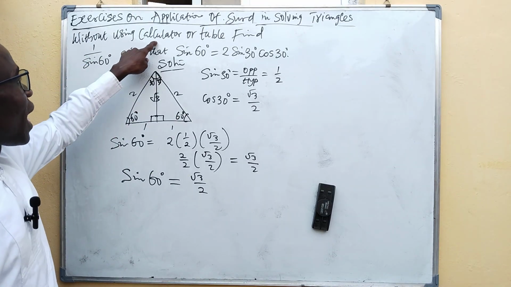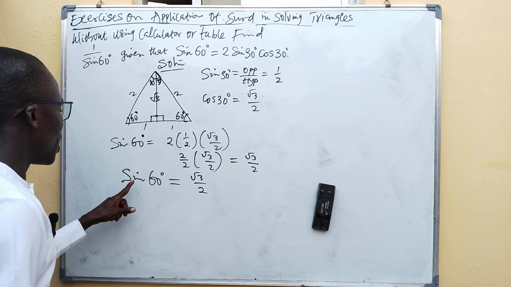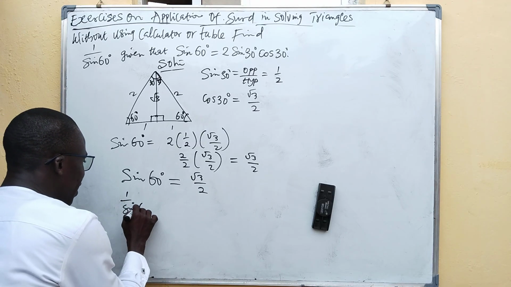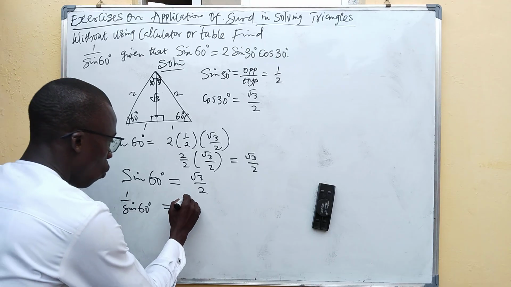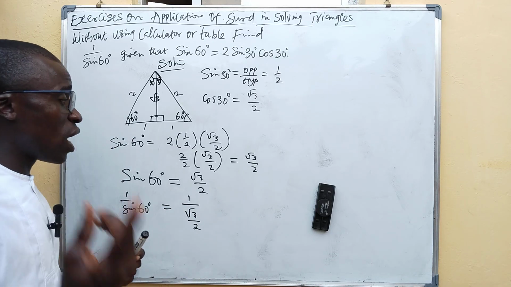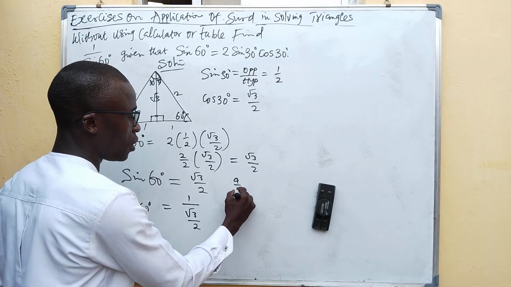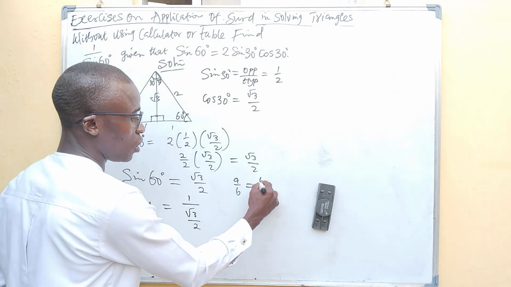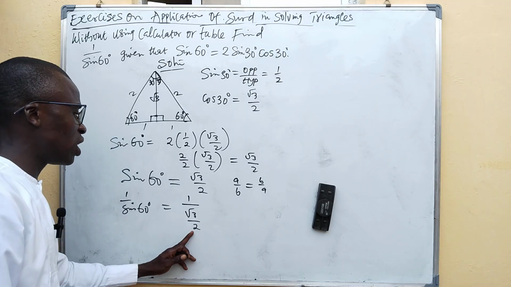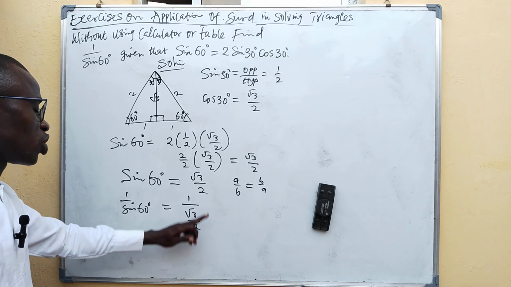They say, without using calculator or table, find 1 over sine 60. If sine 60 is root 3 over 2, 1 over sine 60 degrees will be 1 over root 3 over 2. Please take note of that. There are 2 ways you can do it, because you know that this is already an inverse. The inverse of A over B is B over A. Obviously, it's just to turn it upside down. So there is nothing wrong if I say the inverse of sine 60 is just 2 over root 3.